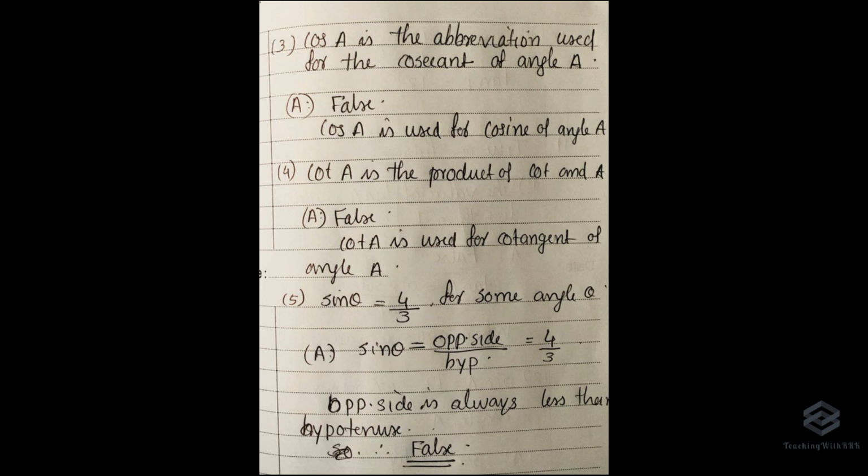Sin theta equal to 4 by 3 for some angle theta. What is sin theta? Sin theta is opposite side by hypotenuse. Here hypotenuse is 3 and opposite side is 4. Is this correct? No, because hypotenuse is always greater than the other two sides. Therefore, this statement is false.